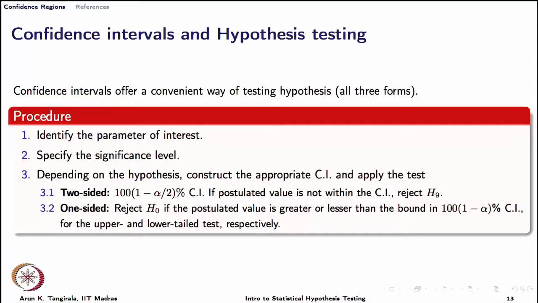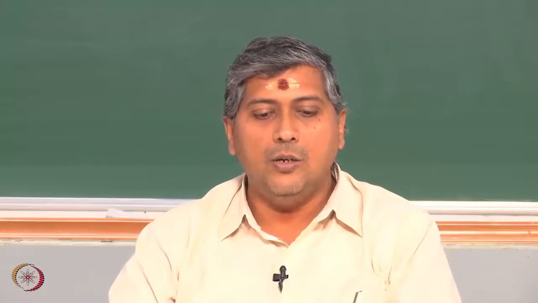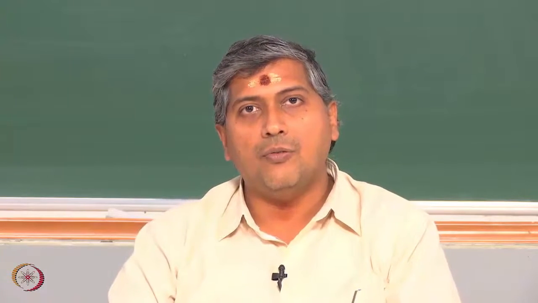alternate hypothesis. If the alternate hypothesis is a two-sided one, that is of the not equal to type, then you construct a two-sided confidence region. If the alternate hypothesis is of the inequality type, either lower tailed or upper tailed, then you construct the one-sided region. Remember, we just derived the one-sided confidence intervals. For the left tailed one, we derive the upper bound for the parameter, and for the right tailed or the upper tail test, we derive the lower bound.